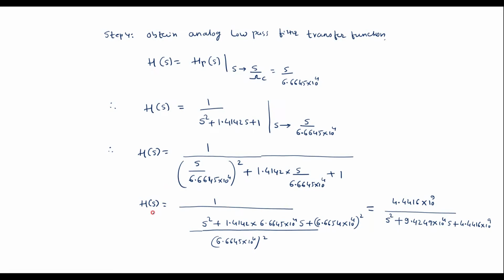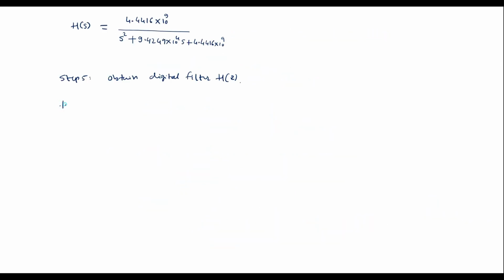Now with the help of this H of s, we are supposed to obtain the digital filter using bilinear transformation. H of z is equal to H of s, that is the low pass filter transfer function, where s should be replaced by 2 by T, z minus 1 divided by z plus 1, which is equal to 16,000, that is 2 into T, T is 1 upon 8,000, that will become 16,000, z minus 1 divided by z plus 1.